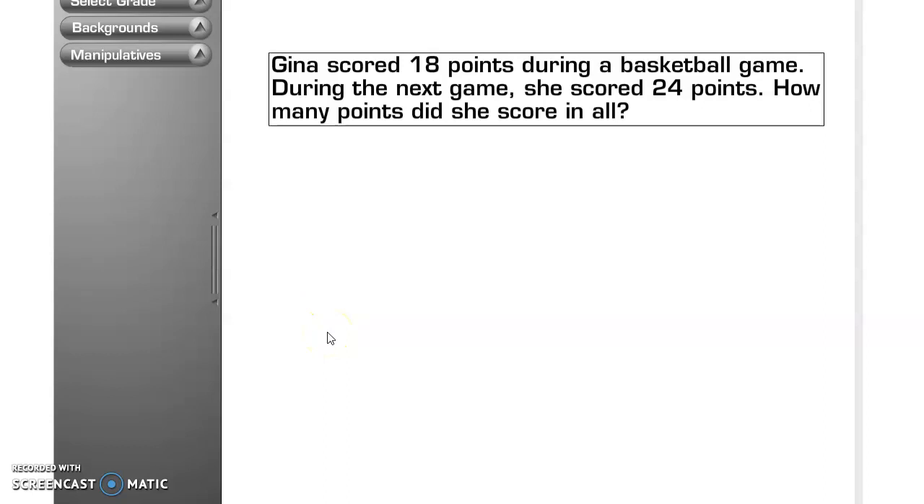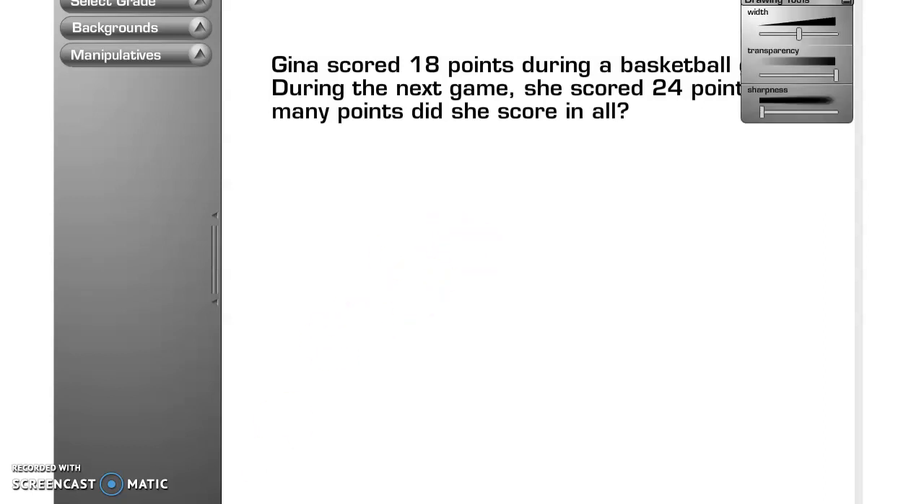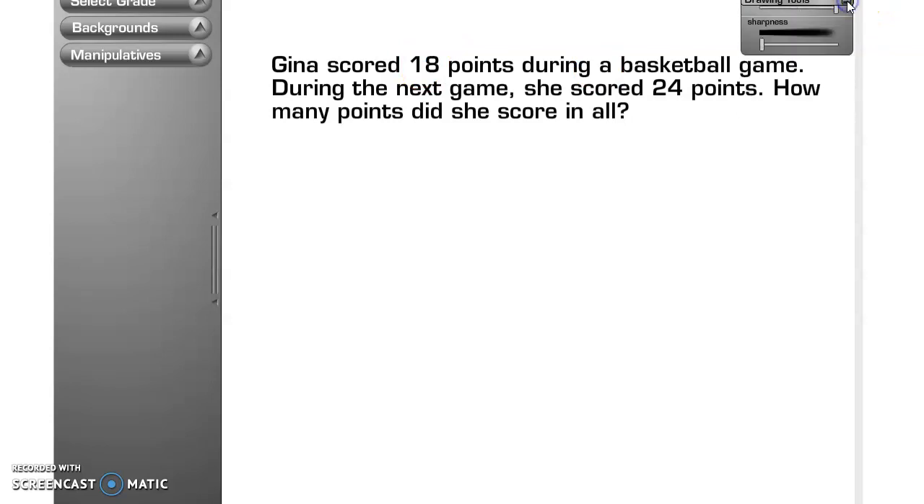Our first problem that we're going to use CUBES on is, Gina scored 18 points during a basketball game. During the next game, she scored 24 points. How many points did she score in all? So what we're going to do is circle the numbers, which would be 18 and 24. Then we're going to underline the question, how many points did she score in all? Our clue words would be in all, knowing that we now need to add.